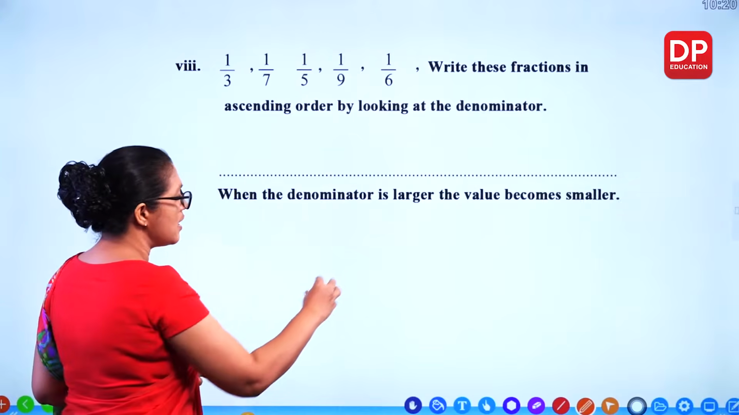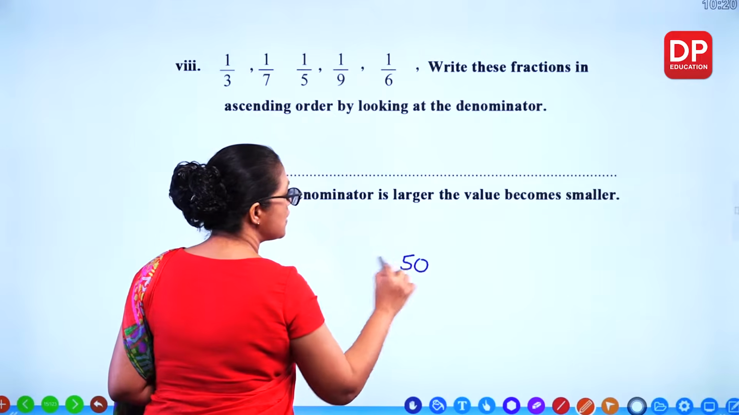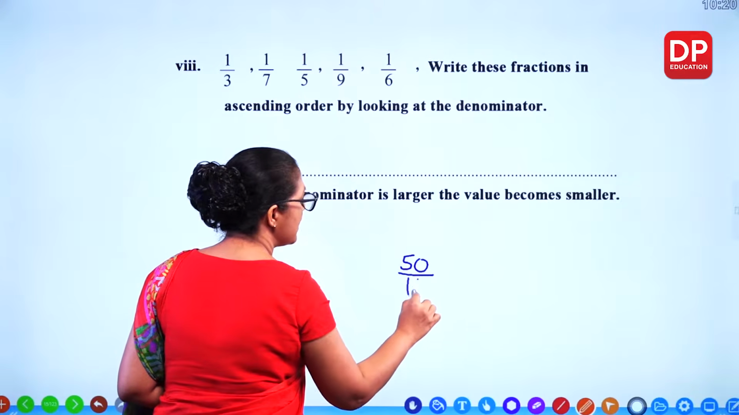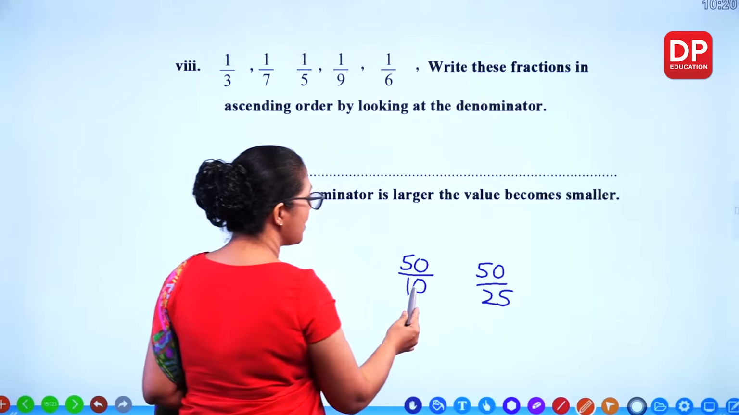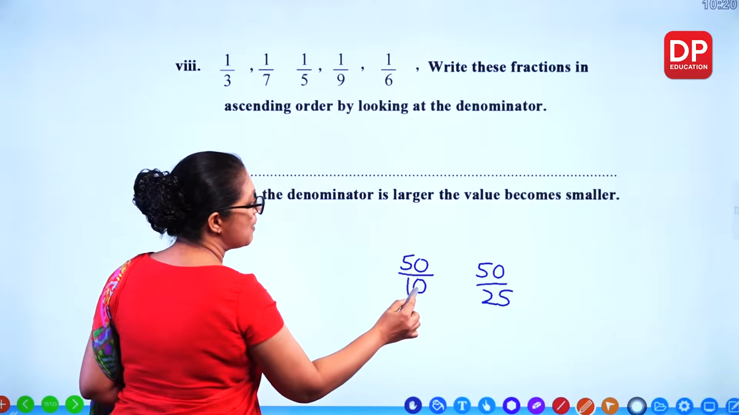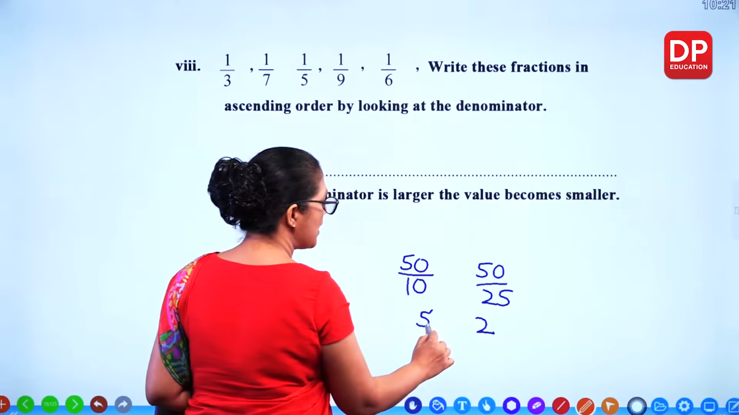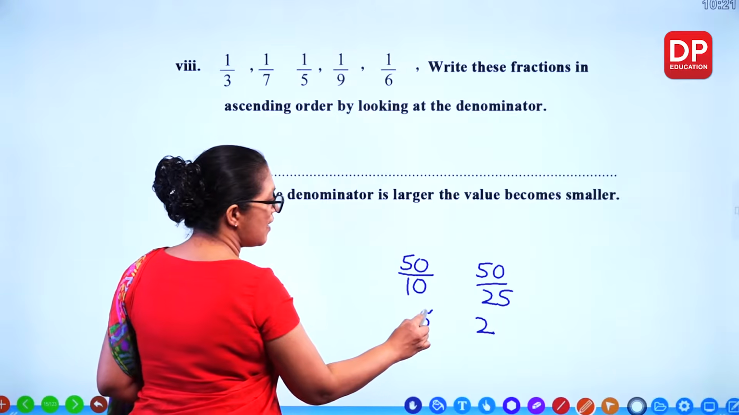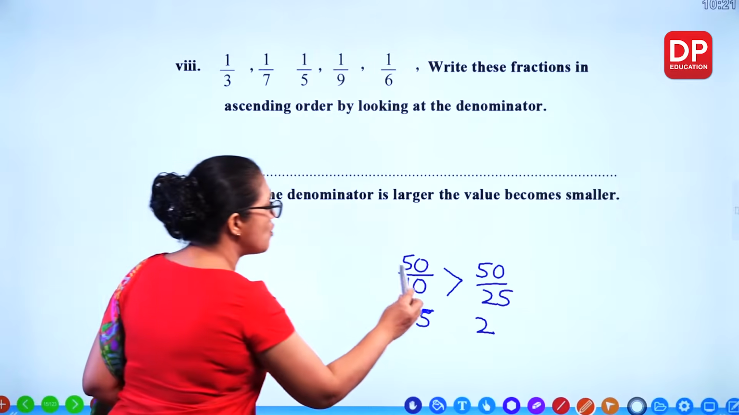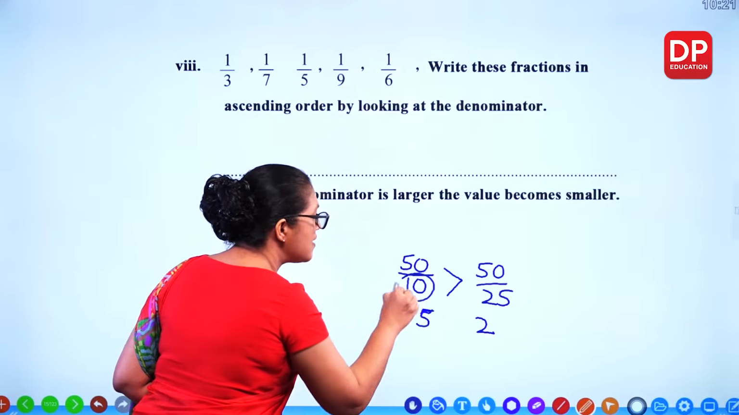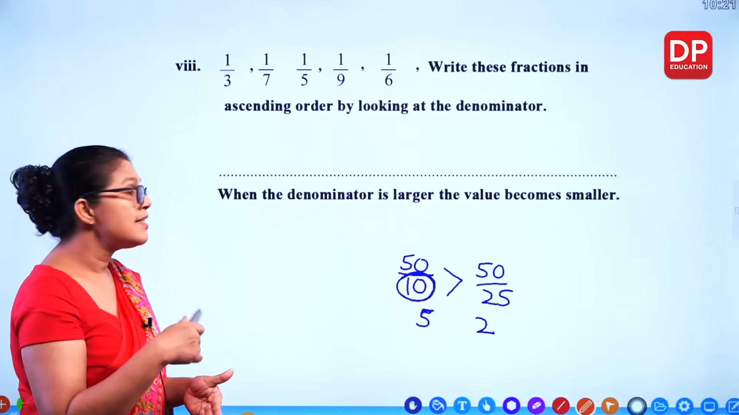Because think about, we'll say 50 is the numerator. 50 divided by 10 or 50 divided by 25. Think about this one. 50 divided by 10 is 5. 50 divided by 25, that's 2. Which one is bigger? So this one is bigger. 50 divided by 10. When you compare 10 and 25, this is smaller. When you get a smaller denominator, the value is bigger.